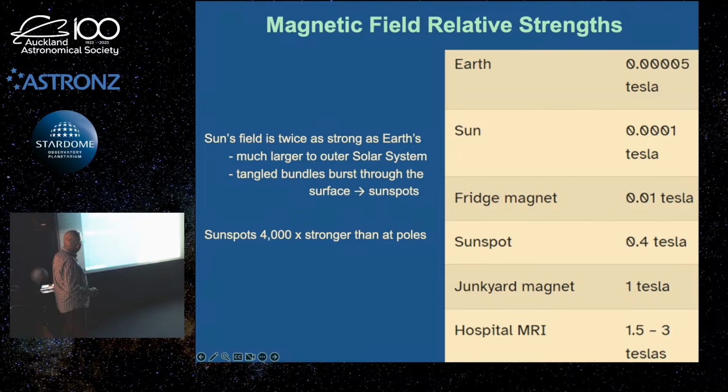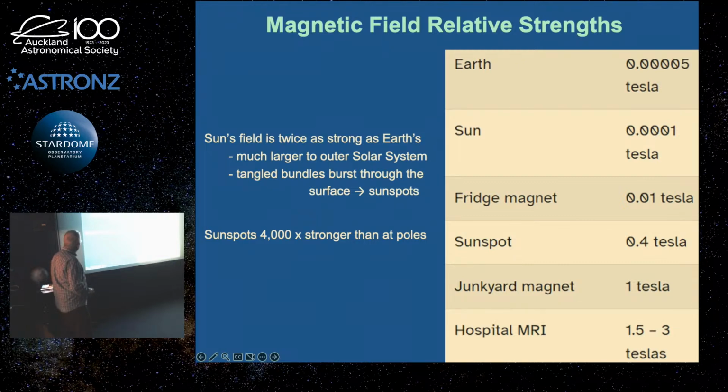Here's your fridge magnet, and you think, gosh, I thought that would be very weak. But imagine if the sun was that strong, we'd be in great trouble. Here's your sunspots. A junkyard magnet is 1 Tesla, and an MRI scan in the hospital, that's why the hospital says do not take anything metal into that room. Or if you've got a metal prosthesis, you can never have an MRI for that exact reason. So that's another little interesting thing.